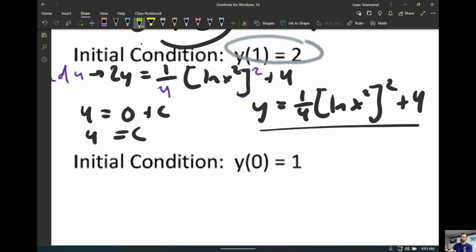And my tip for you that will help you catch some of that small arithmetic stuff is double check that it does go to this point at the end. If I plug in 1 for x, just a second. If I plug in 1 for x, all of this goes to 0, plus 4 would be 4, and it's supposed to be equal to 2. So I know that there's still a mistake there.